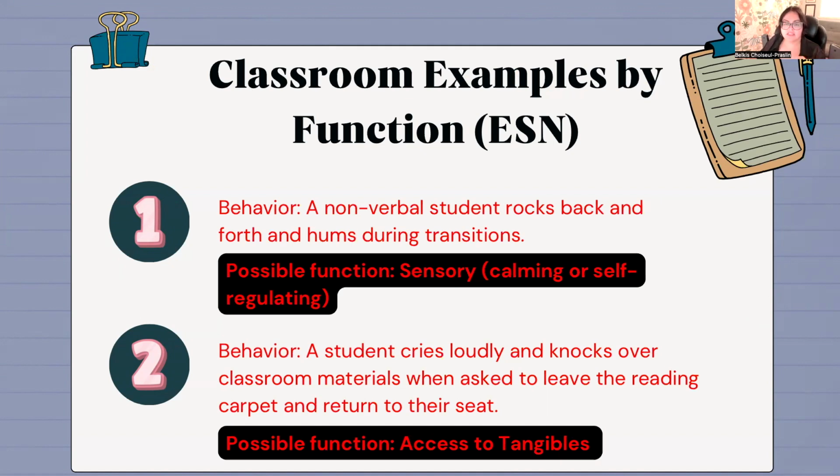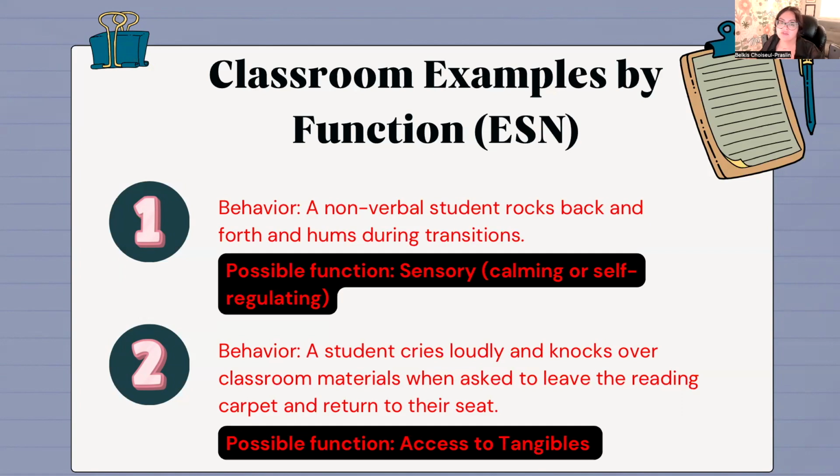It's not about getting a reaction from someone else. It's not about avoiding the transition necessarily or trying to get something. It's about helping the brain and body regulate through a stressful or overstimulating moment. When we see students engage in some of these sensory behaviors, we don't automatically want to stop it. We want to understand, is the behavior harmful?